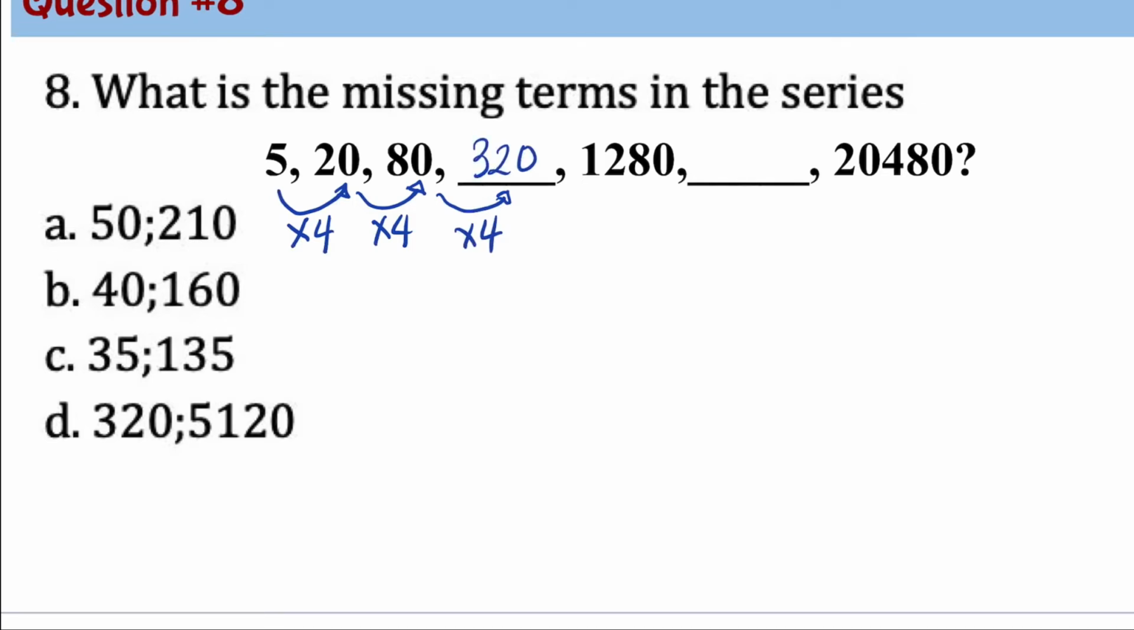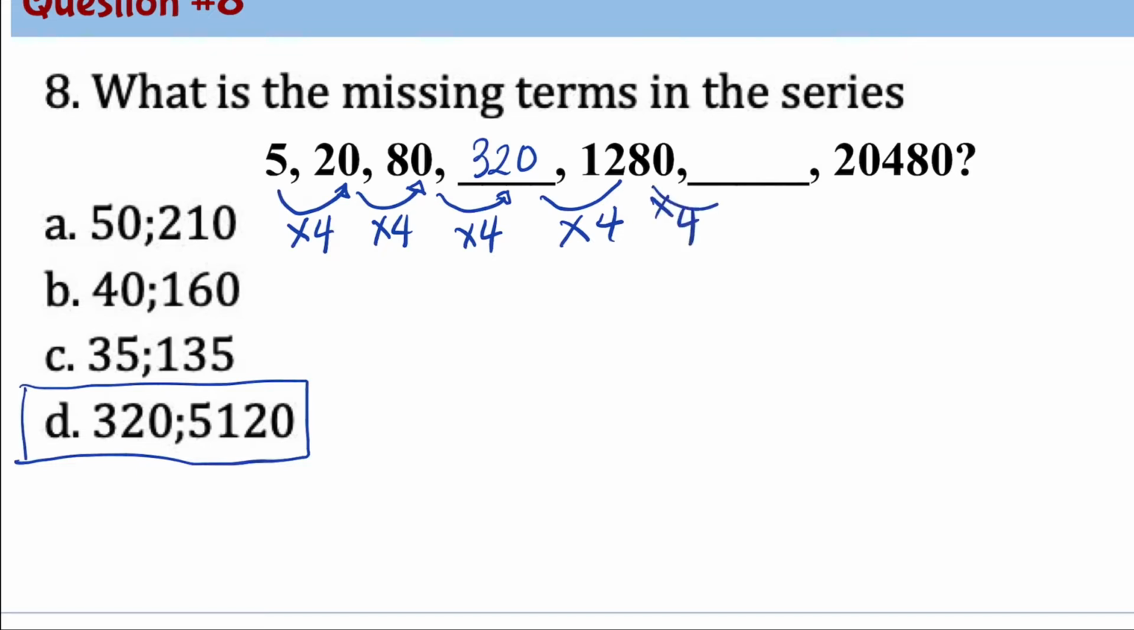And if you look at the choices, choice D is the only one with 320 as the next term. So that means that should be the answer. And if you still want to check, continuing the process, 320 times 4 gives you 1280, times 4 again to get the next term, 1280 times 4. We're expecting to get 5120.